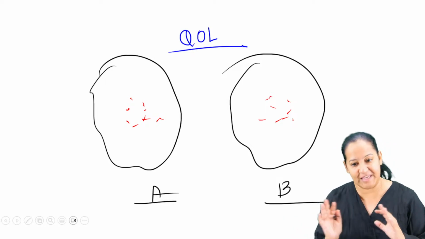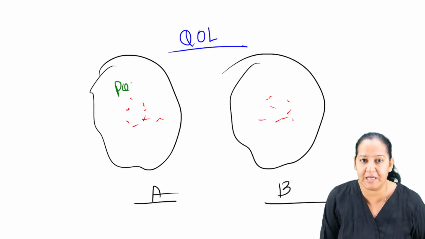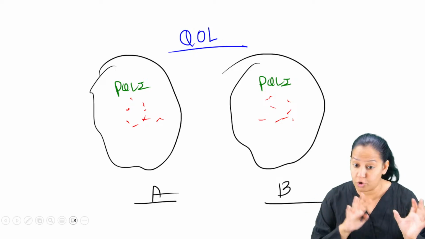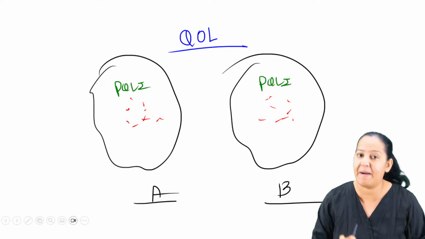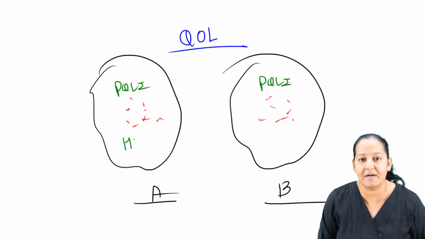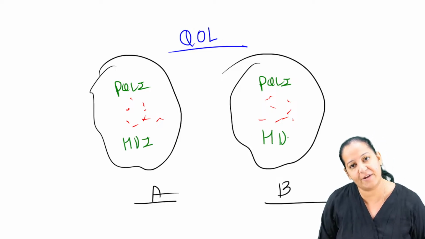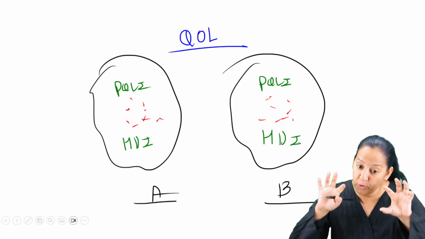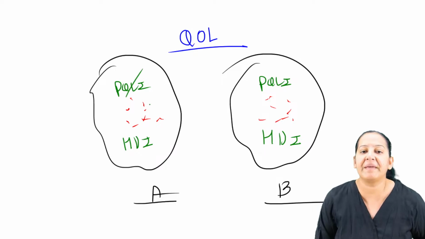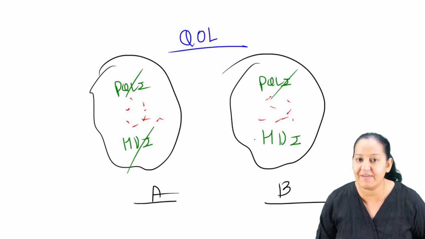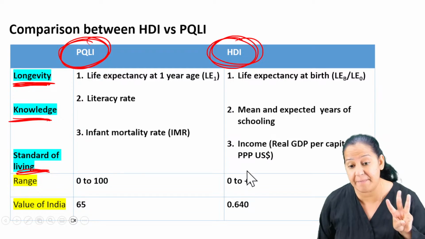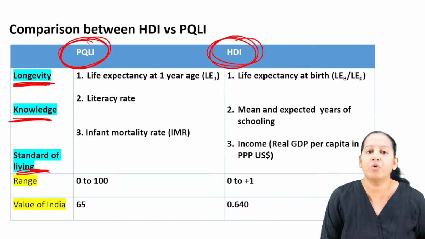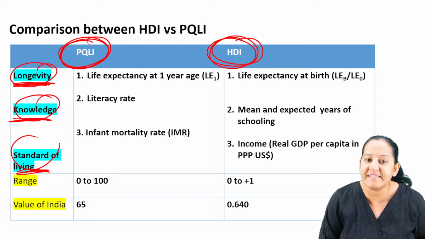So I can calculate the PQLI here and the PQLI here, and then decide which geographical area's people have better quality of life. Or I can calculate the HDI and then do the comparison. So let's start with the PQLI. In PQLI as well as in HDI, we have to see three dimensions in each country: longevity, knowledge, and standard of living.